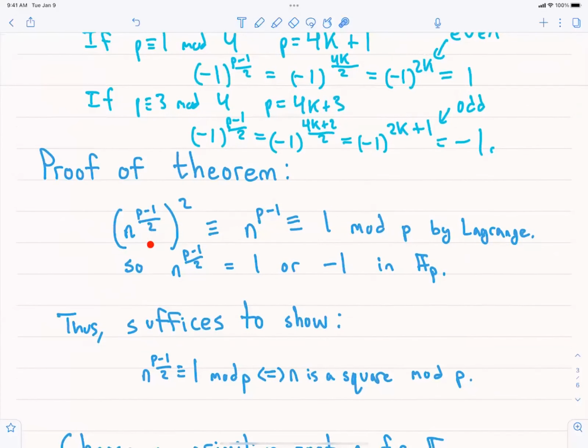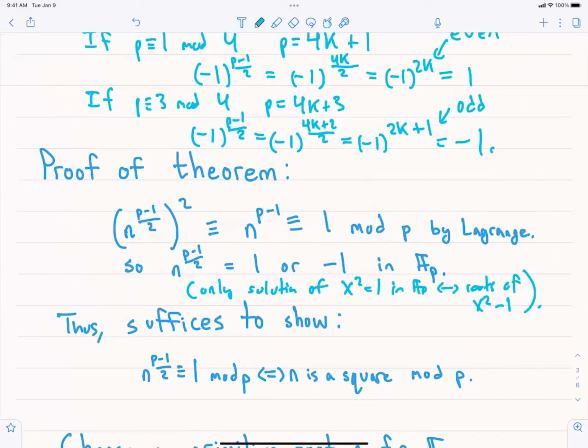Well, if I take n to the p minus 1 over 2, and I square that, using the rules of powers, this 2 pulls in and multiplies the exponent. So I just get n to the p minus 1. And that's 1 mod p by Lagrange's theorem. So if I take anything in F_p cross and raise it to the p minus first power, I get 1. This is what Lagrange's theorem tells us. But because of that, n to the p minus 1 over 2 is something whose square is equal to 1. And so it has to be 1 or -1. These are the only solutions of x squared equals 1. They're roots of x squared minus 1.